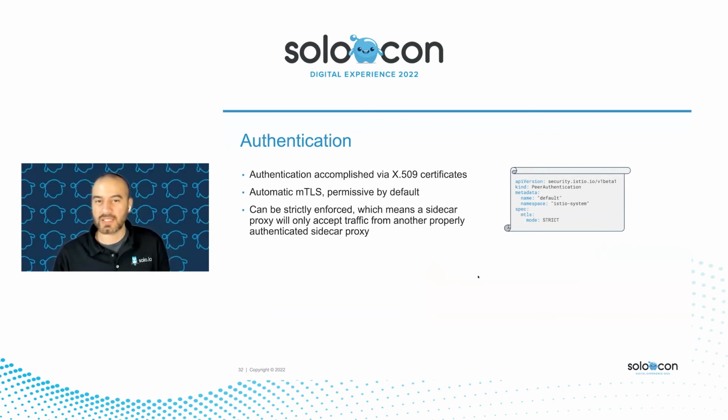Authentication, we already touched on. It's all based on those certificates that are provisioned automatically for you. Out of the box, you're going to get mutual TLS between all workloads that have a sidecar. And it is permissive by default, which means Istio proxies will accept requests from other Istio proxies, which will be done over mutual TLS, but it will also accept plain text requests. You can think of that as a legacy client that hasn't been onboarded to the mesh yet. But you can change that to strict, which means it will only accept mutual TLS properly authenticated requests.